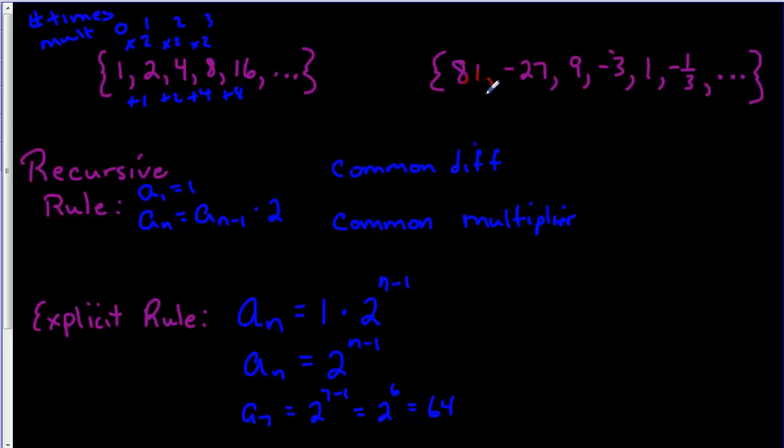Here we can see the common multiplier is we're dividing by negative 3. When you see alternating signs, oh yes, they are alternating. So plus, minus, plus, minus. So we're dividing by negative 3, dividing by negative 3, or multiplying by negative 1/3, multiplying by negative 1/3. So we can identify that pattern.